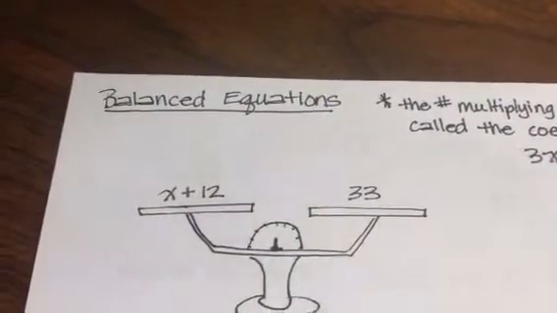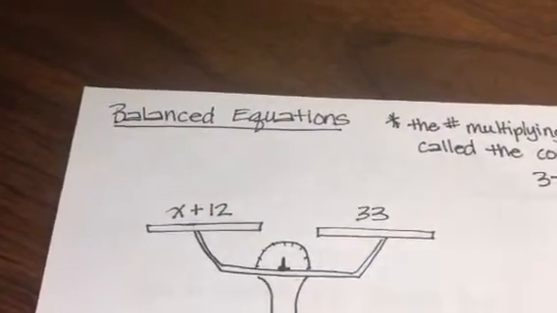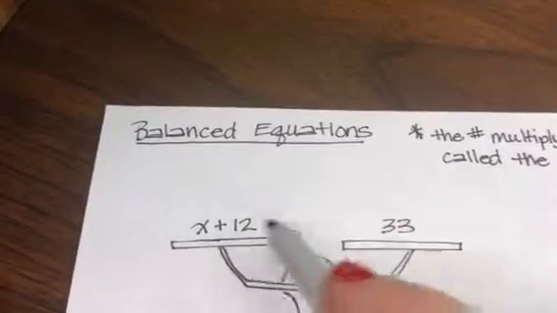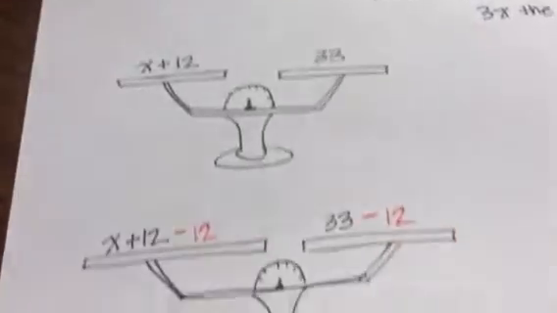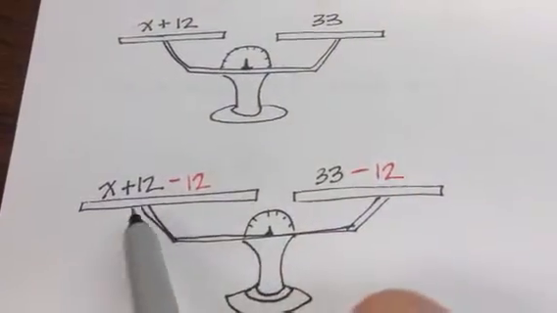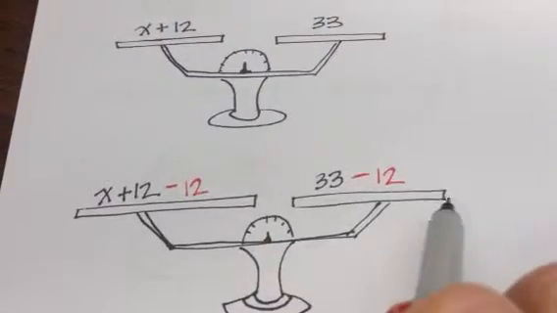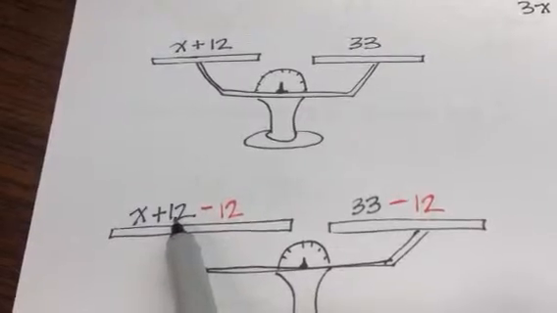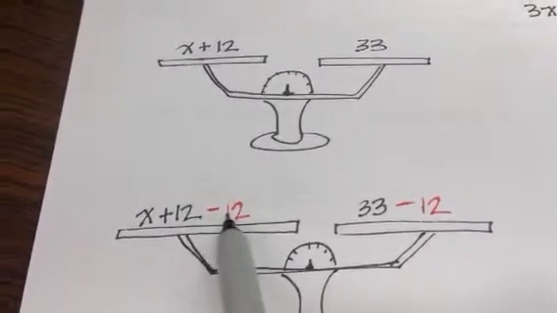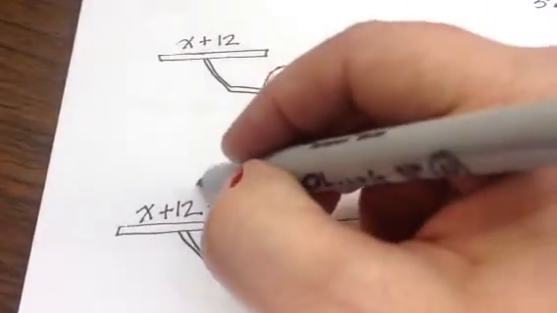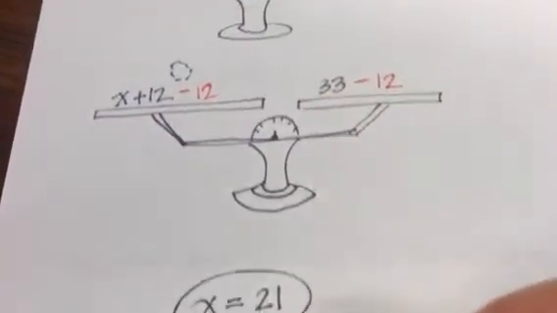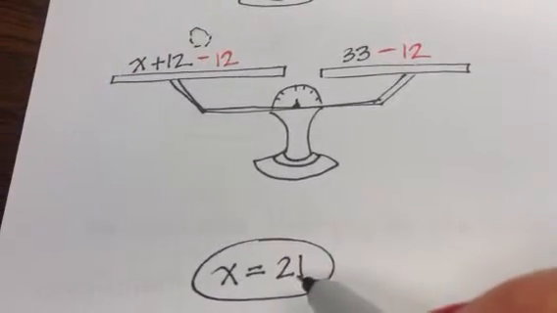Now, what I want to do in my equation is get rid of this plus 12. I want to isolate the variable x to know what it really equals, right? So, look here. Whatever I do on one side of my balance, I must do on the other side of my balance. The way to get rid of a positive 12, if you want to think of it that way, is to add a negative 12. So positive 12 and negative 12 would be 0, right? So that would isolate x. 33 minus 12 is what? Boom, 21. So x equals 21.